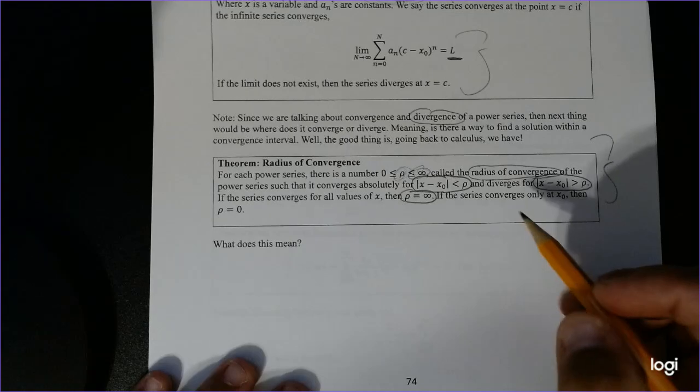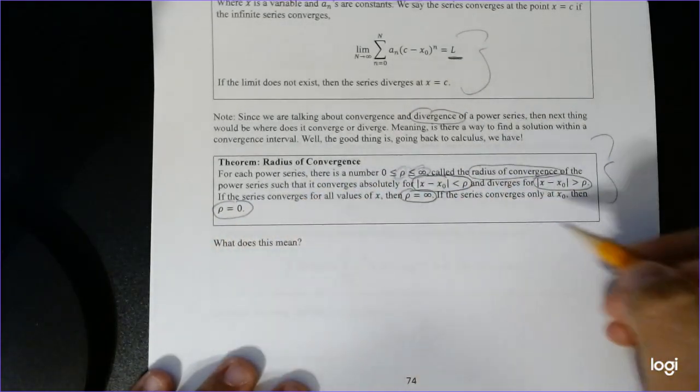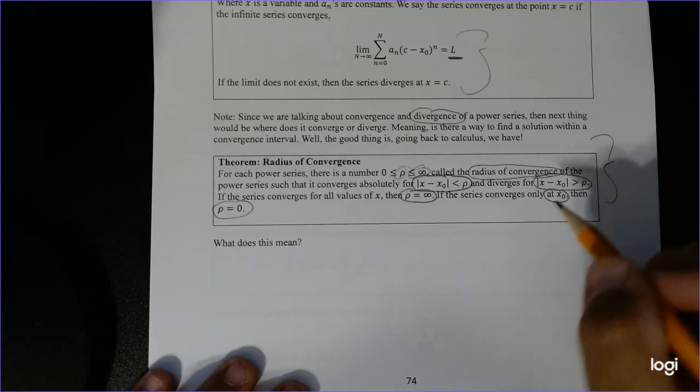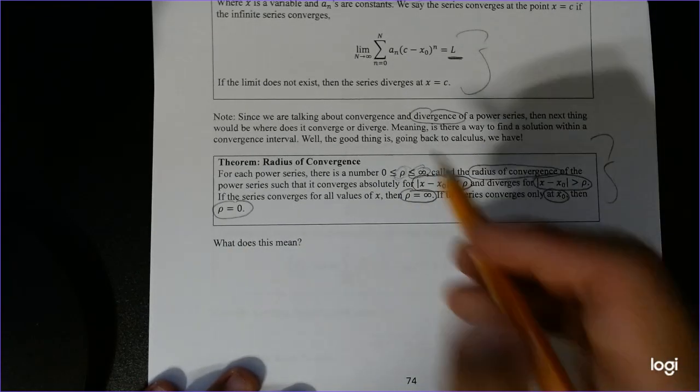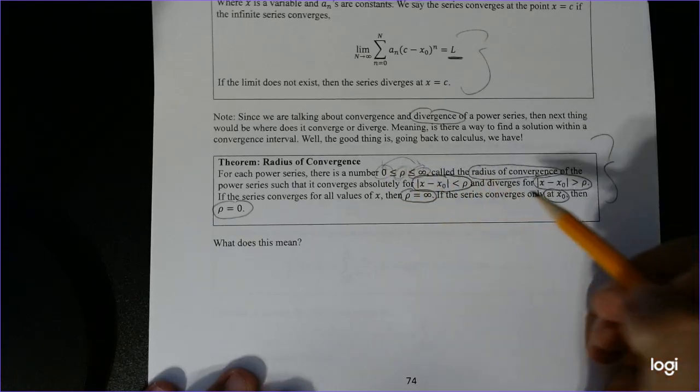Now this is also a key thing. If the series converges only at x naught, then rho is 0. So if it only converges at the actual point, then we have the other extreme of being 0 itself. So basically it's going to be one or the other. That's pretty much what's happening.